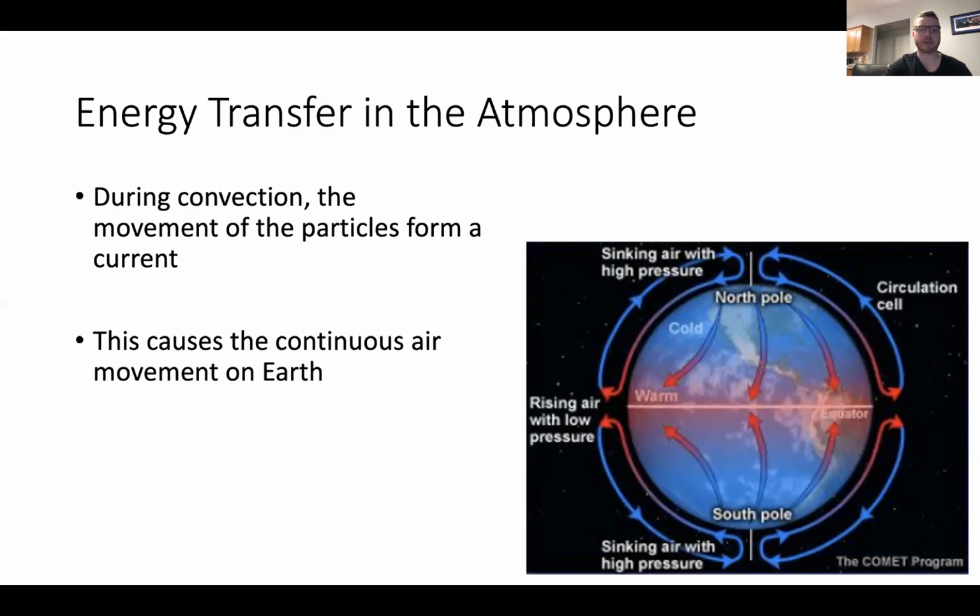Okay, this is responsible for the continuous air movement on Earth, right? So cool air comes to the equator, it gets warmed, it goes back up to the North Pole, and then it cools again and returns to the equator.